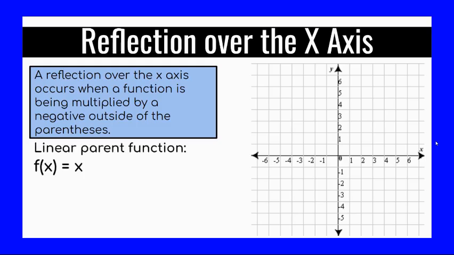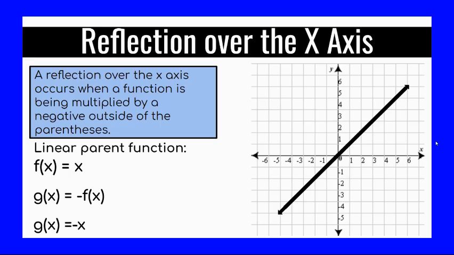So here, the linear parent function is f of x equals x. We know what that graph looks like. It goes straight through the origin. It has a slope of 1. And this time, g of x is equal to negative f of x. So if I change f of x out for x, this is g of x equals negative x. Again, my origin is still the y-intercept, but this time, instead of having a slope of 1, I have a slope of negative 1.